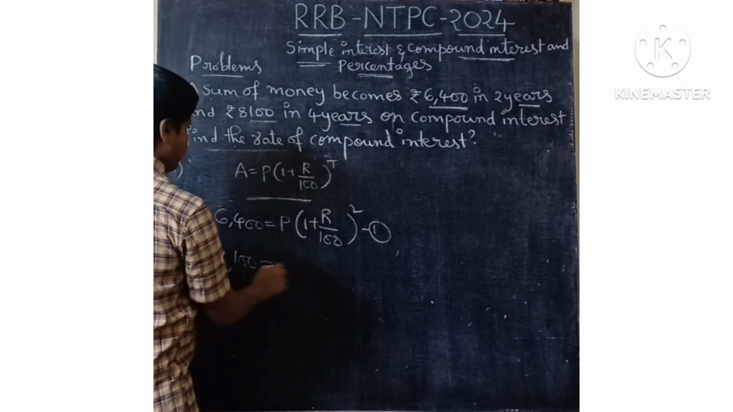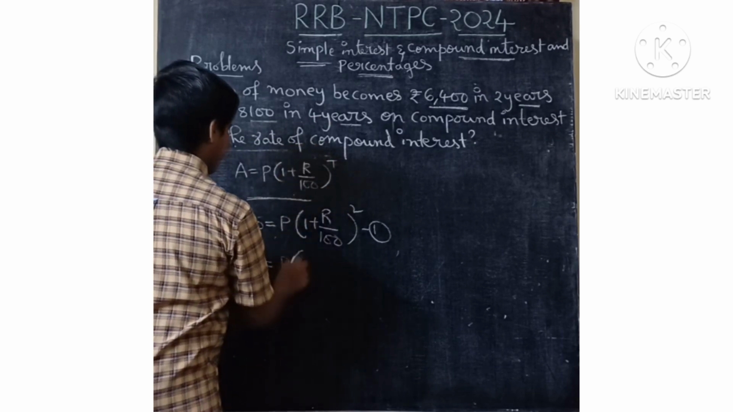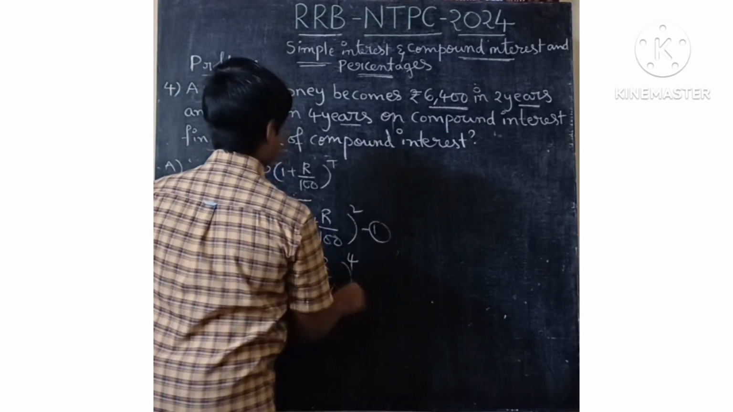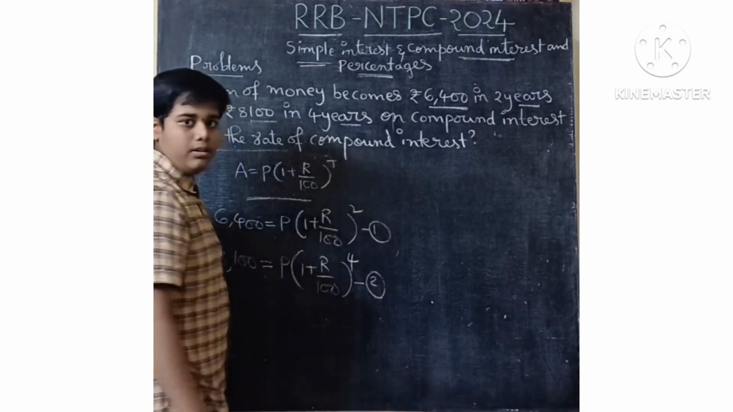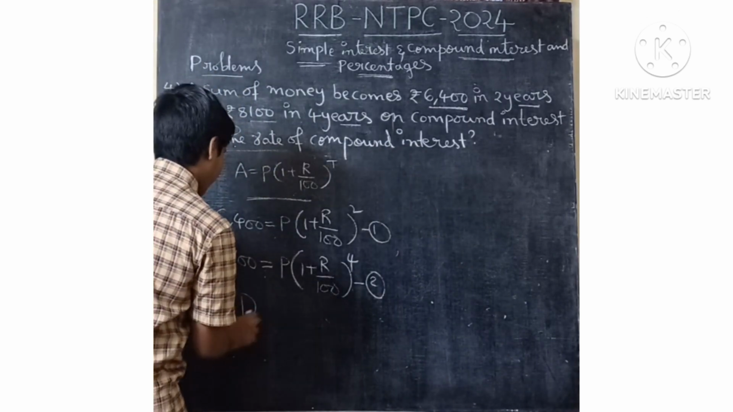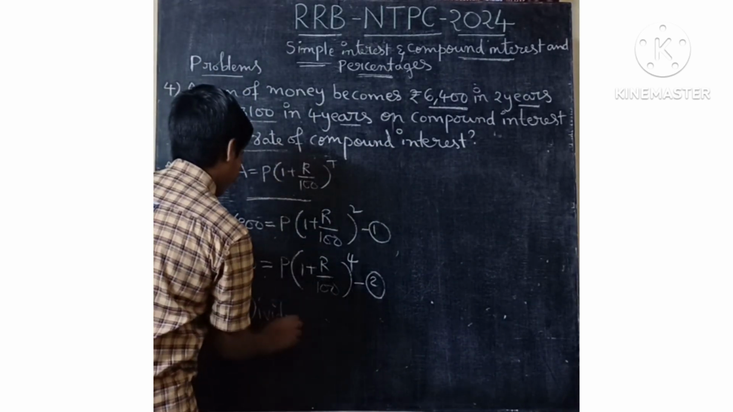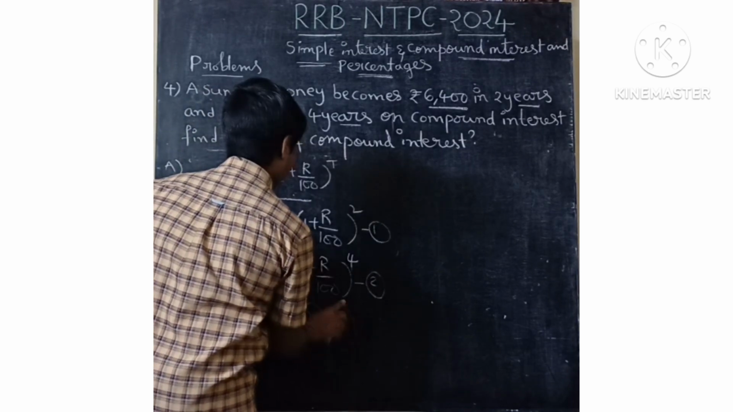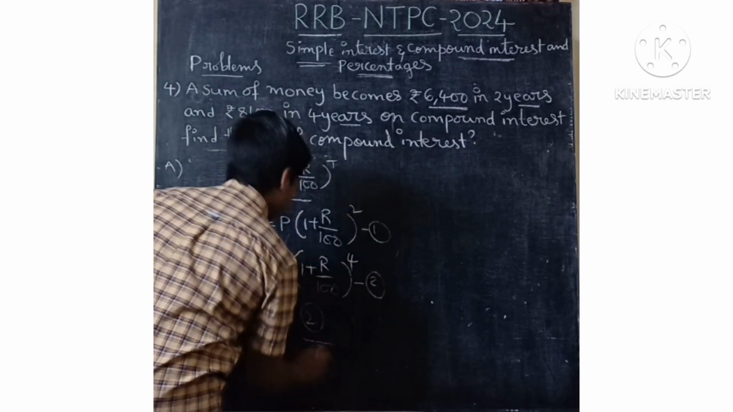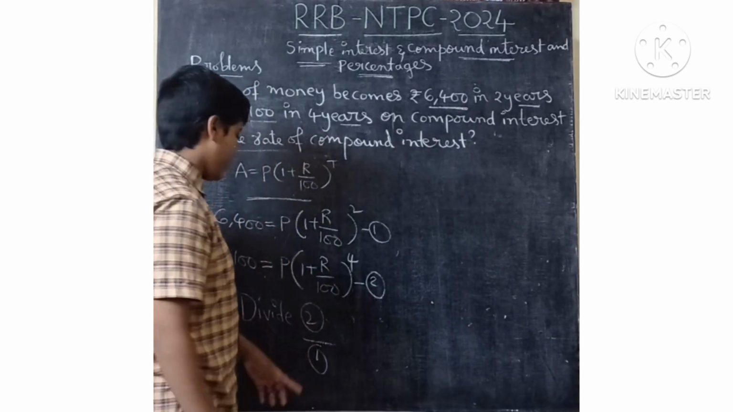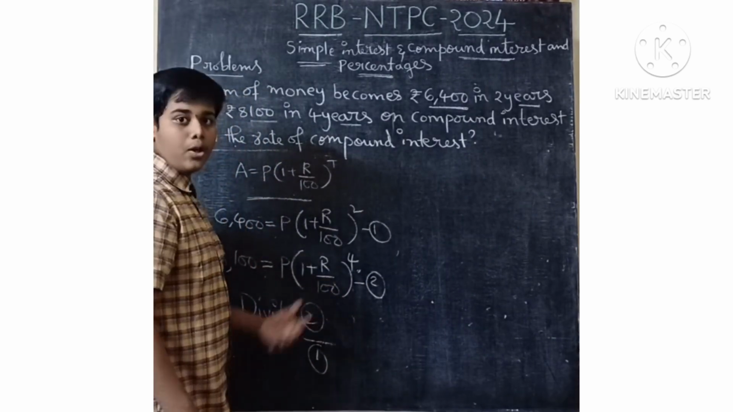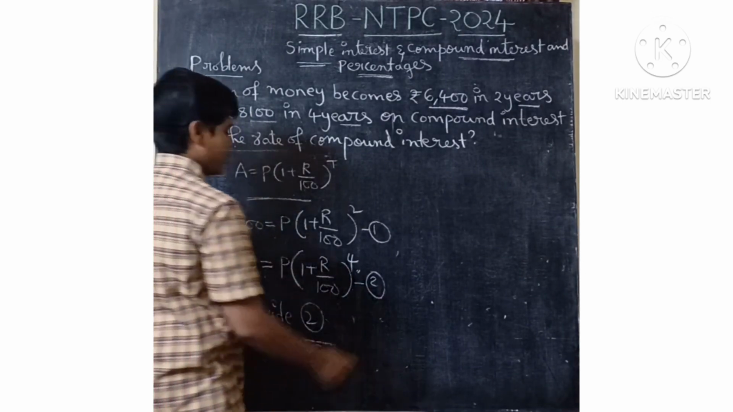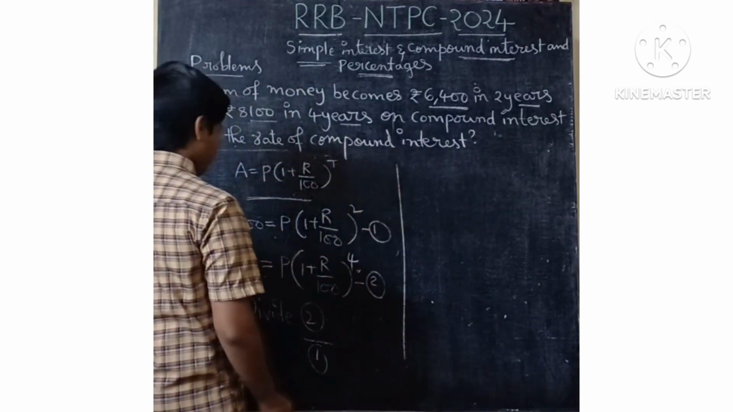And the second one: 8,100 is the amount, and in 4 years it means P into (1 + R/100) whole power 4. This is the second one. Okay, so divide the second by the first, because this is power 4, which means the bigger number. If it is in the denominator, the number will be small, so take it in the numerator.